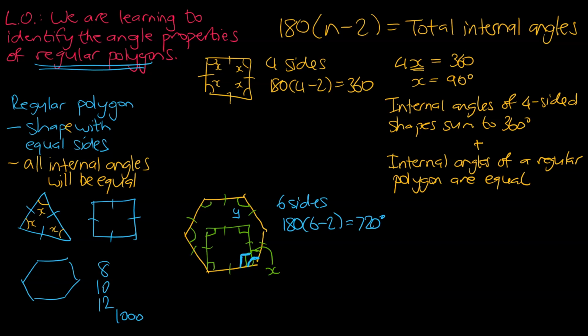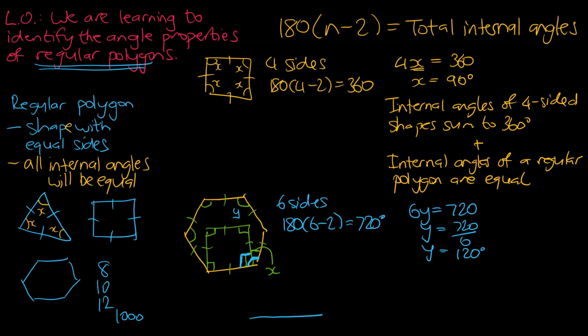We know the hexagon has 6 equal angles, and we've notated them as y. So we know that 6y must be equal to 720 degrees. So y must be equal to 720 divided by 6, which means y is going to be equal to 120 degrees. So I'm going to draw another example just to clarify.